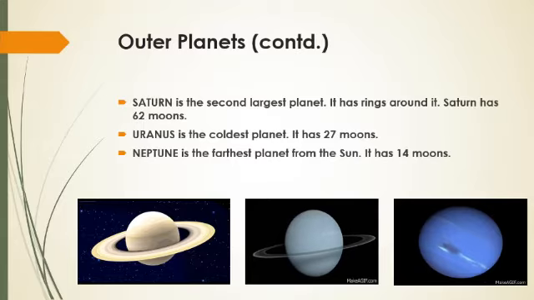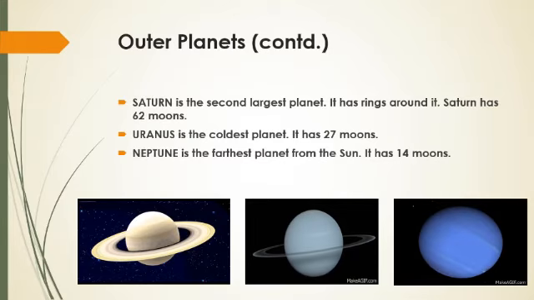Next is Saturn. Saturn is the second largest planet of the solar system. It is best known for its beautiful rings around it. Saturn has 62 moons. So children, keep it in mind, Saturn is the second largest planet of the solar system which has beautiful rings around it.